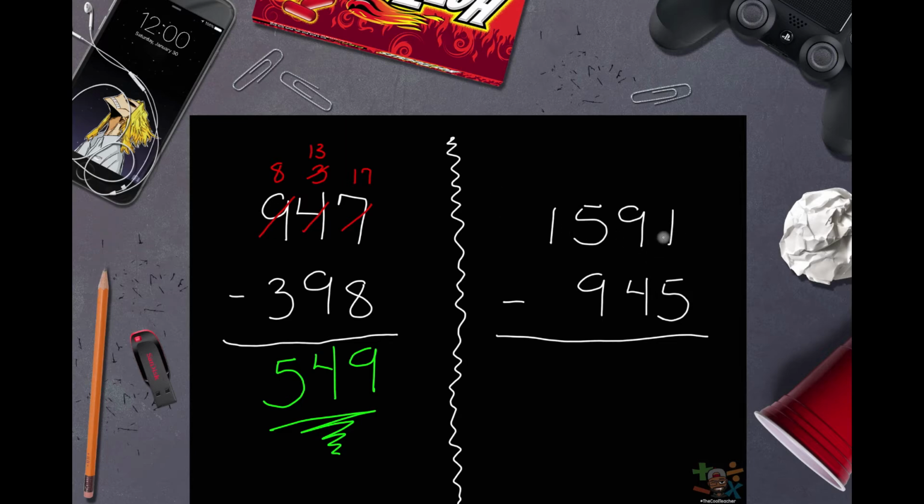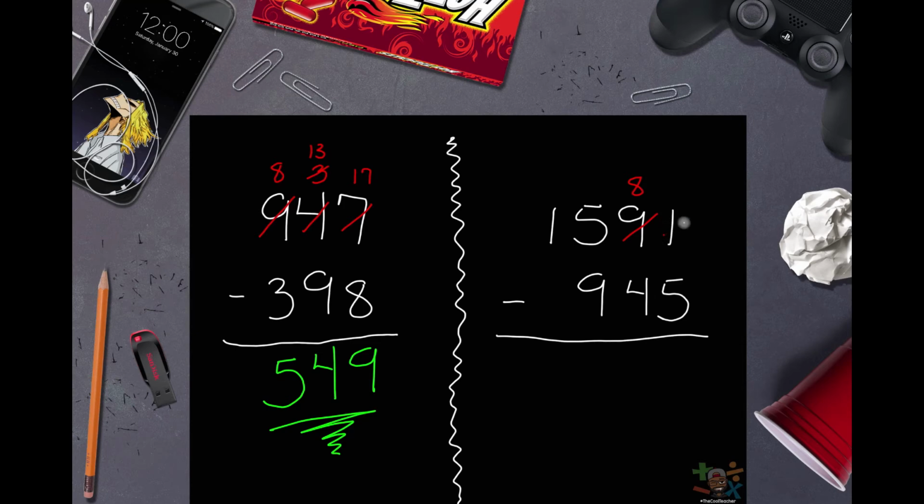Once again, we're in the same problem. Can I do 1 minus 5? Can't. Okay, I can do 9 minus 4, but I can't do 1 minus 5. Here, can I do 5 minus 9? I can't. So I have to start my borrowing process. I have to borrow from the 9. The 9 is going to go down to an 8, and it's going to add 10 to the number behind it.